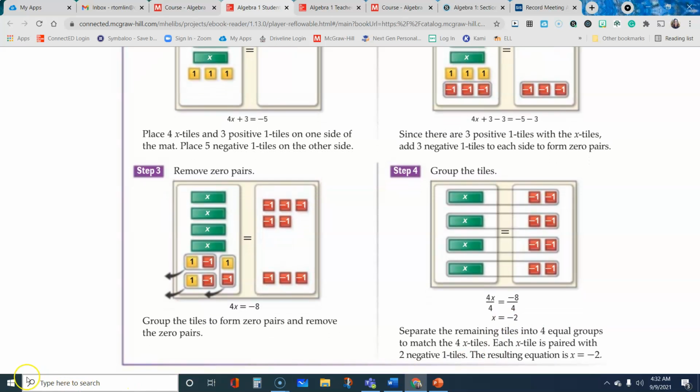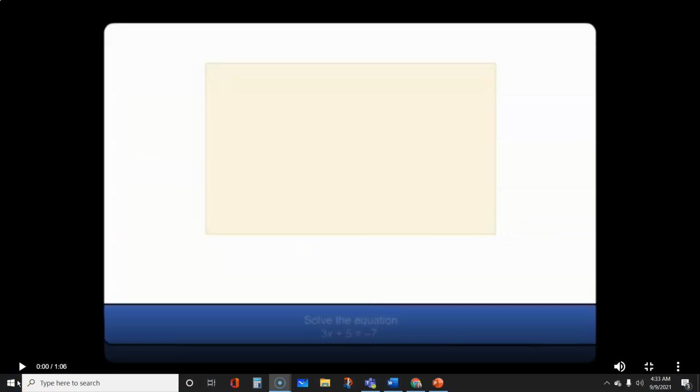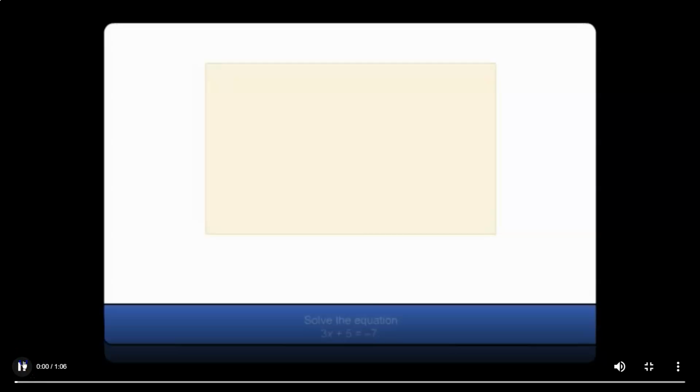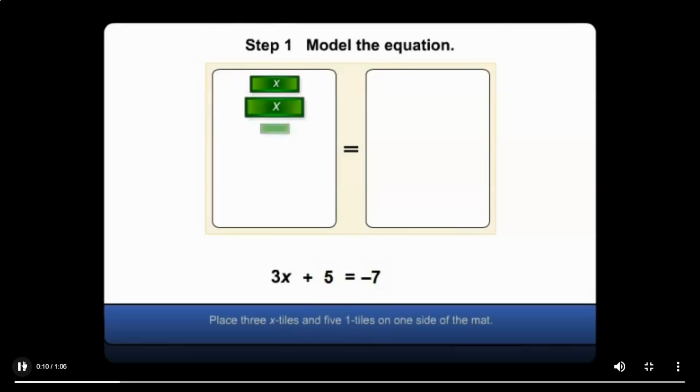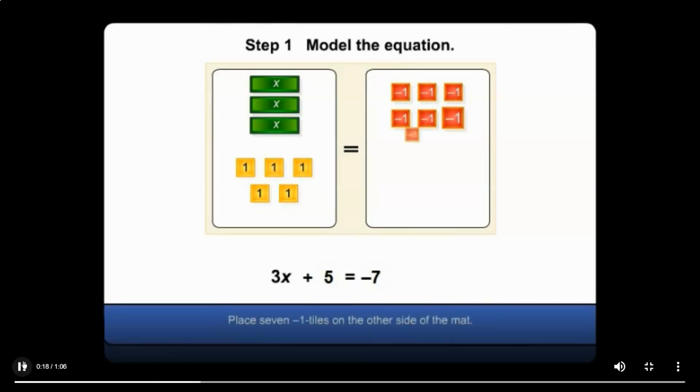Let's try another one. Solve the equation 3x plus 5 equals negative 7. Step 1. Model the equation. Place 3 x tiles and 5 positive 1 tiles on one side of the mat. Place 7 negative 1 tiles on the other side of the mat.